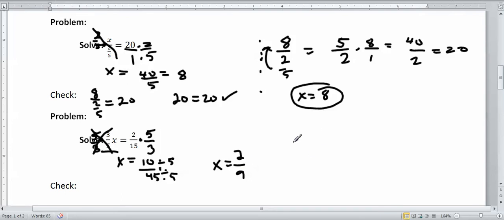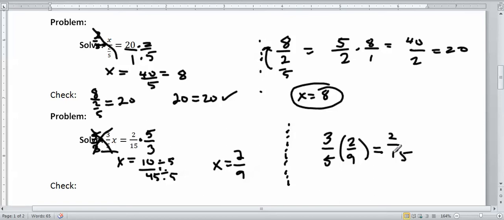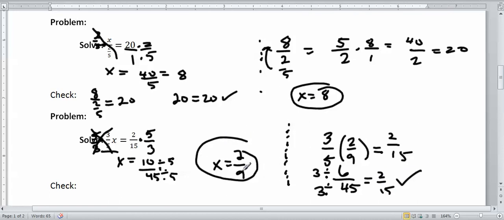Okay, and if I want to check that, I'm going to do that over here. Plug it back in. We get 3 over 5 times 2 over 9 equals 2 over 15. Multiply straight across, we get 6 over 45. So multiply across the top, multiply across the bottom. 2 times 3 is 6, 5 times 9 is 45, and then reduce as much as you can, divide by 3. So I get 2 over 15, which is what I wanted. Okay, so my answer, x, is 2 over 9.